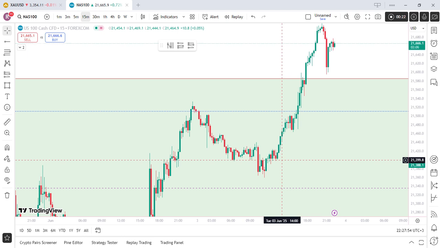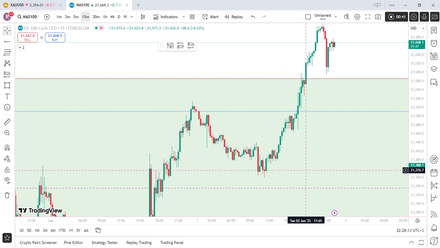with this entry, or with this type of 15-minute fair value gap trading, you need to know the essence of time. So I'm going to be using the silver bullet time on this, because at specific times, specific things happen. It's not random. You have to know exactly what time you are in.